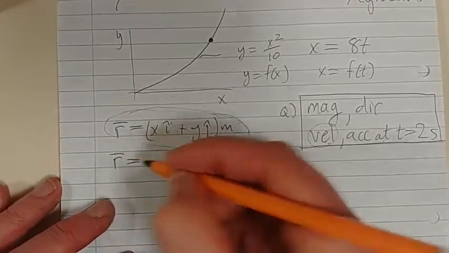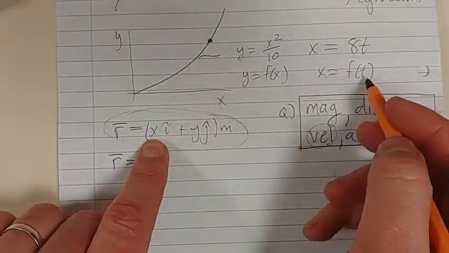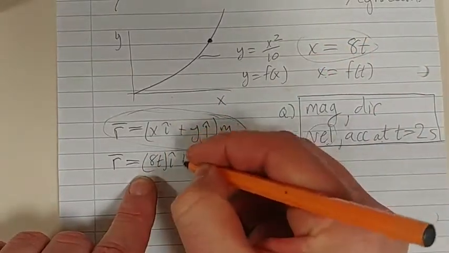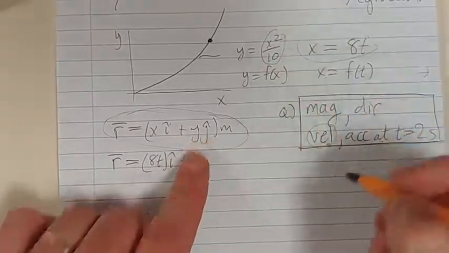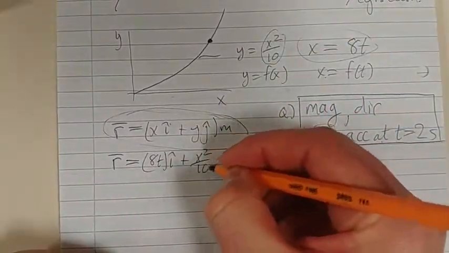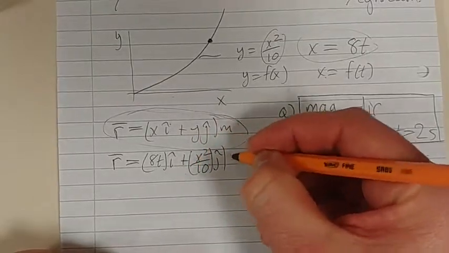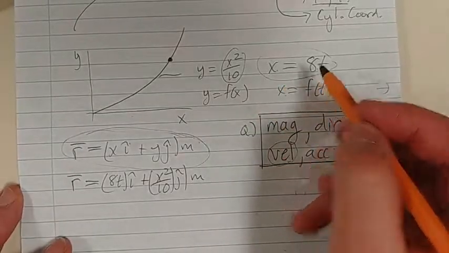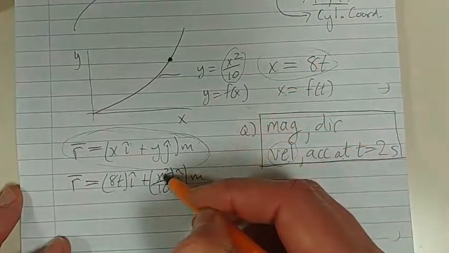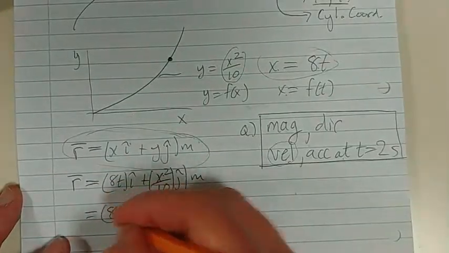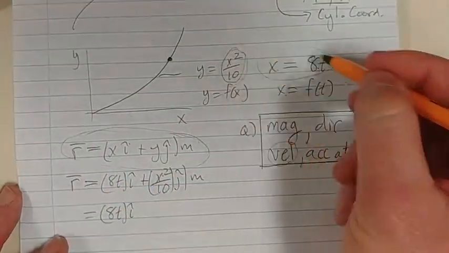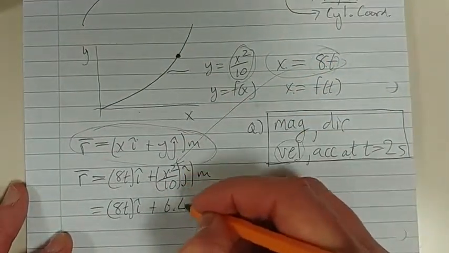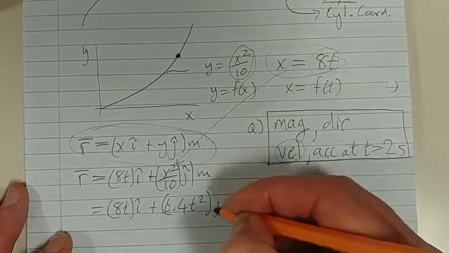So there's my position vector. What is x? x is given by 8t, so let's put that there: 8t i. And what is y? It's x squared over 10 j meters. But then we can go further because we know that x is a function of time, so we can substitute this into there. If you substitute the 8t into there, you're going to get 6.4 t squared j.